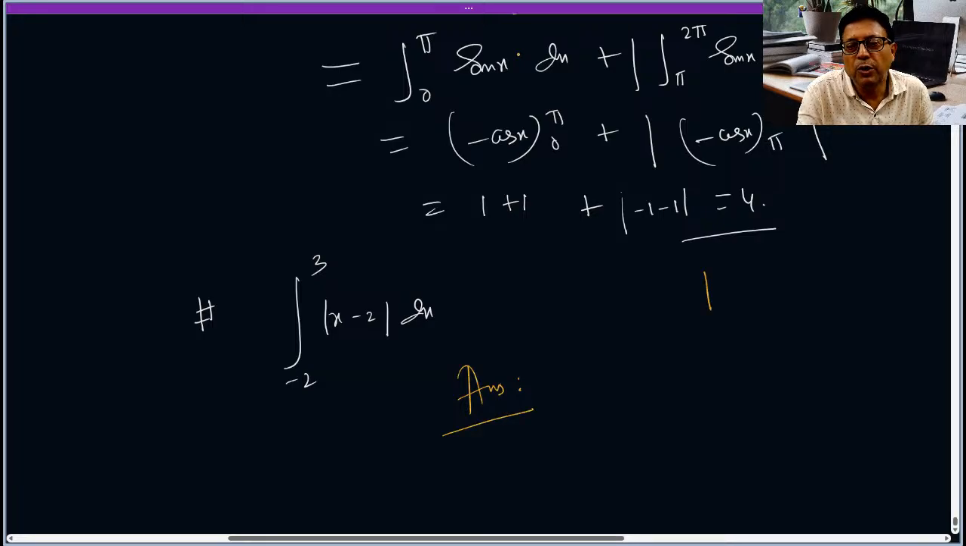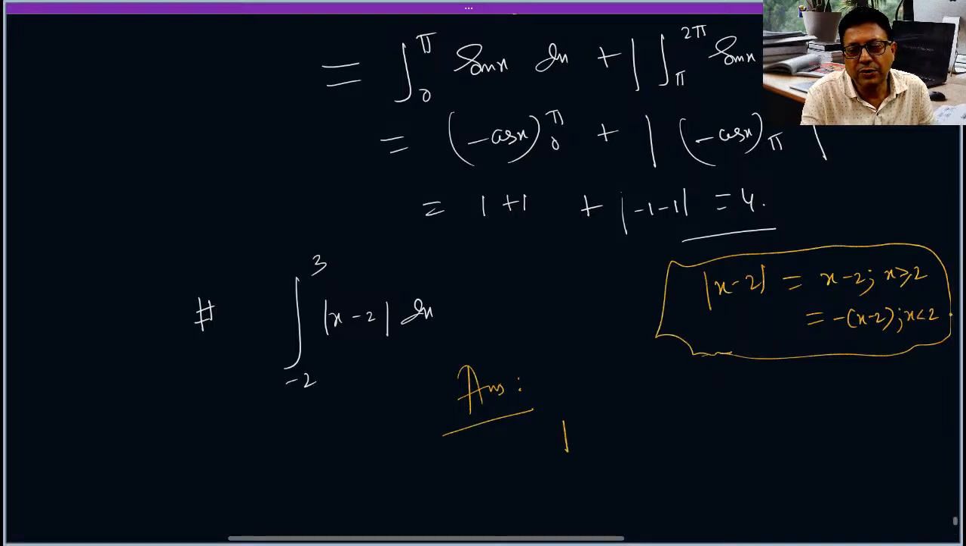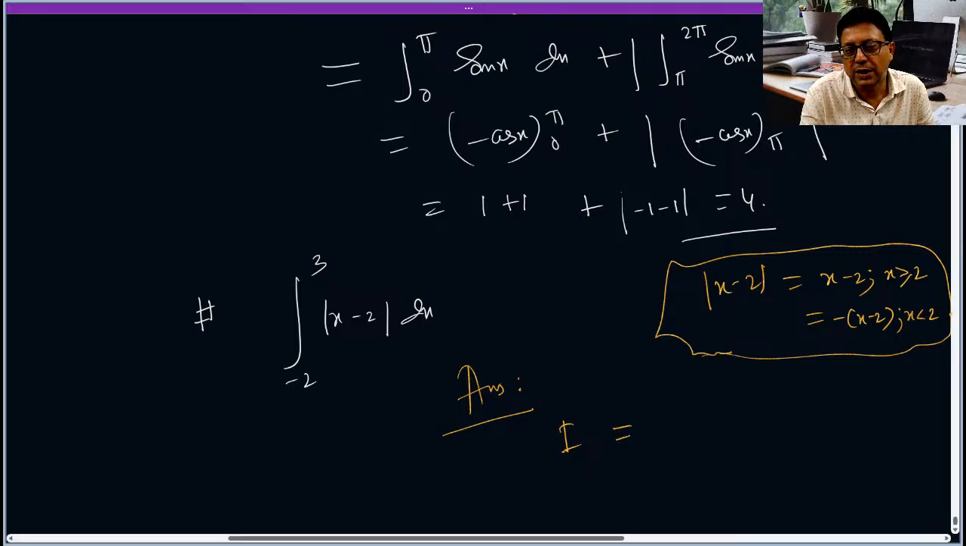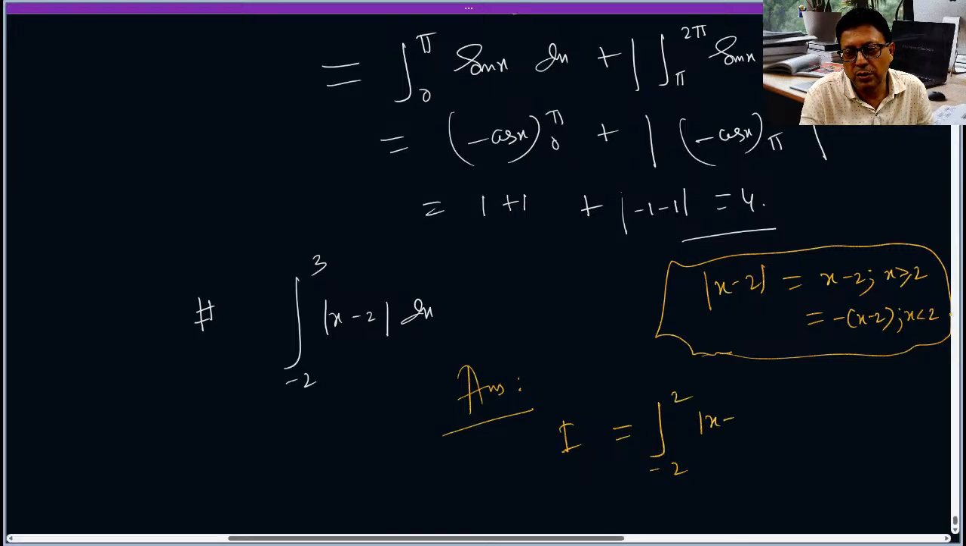No. This mod x minus 2, let us redefine. It is x minus 2 for x greater than or equal to 2, and 2 minus x for x less than 2. Clear? So the integral is going to be what? Minus 2 to 2. Is the function nature going to change? No. Isn't it?